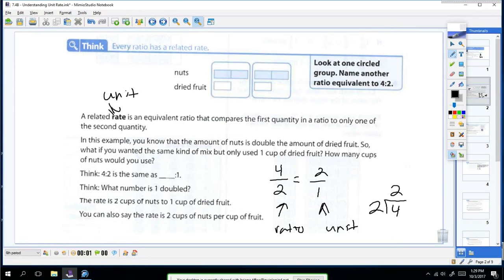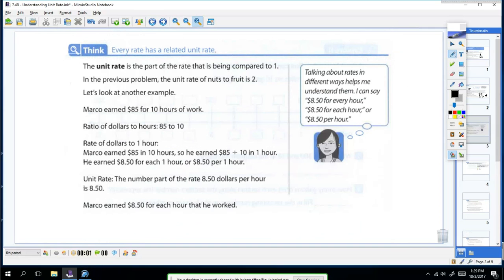Okay, this is still comparing two quantities, but it's just comparing one quantity to one. This is comparing two quantities together, 4/2. These are still the same idea, but it just says for every 2 cups of almonds, you use 1 cup of fruit. All right, continuing on to understanding more information. The unit rate is the part of the rate that is being compared to 1. Okay, like we just did on the previous problem.